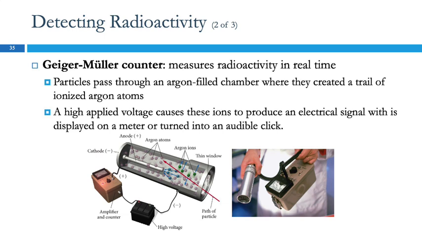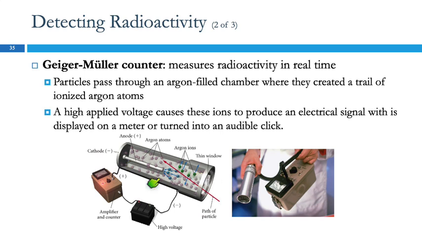Something you've probably seen in cartoons, if nothing else, is a Geiger counter, or a Geiger-Müller counter. And this is the thing that they're carrying around, and it goes click, click, click, or beep, beep, beep. And the more beeps, ooh, this is dangerous, we better move away, kind of thing. Measures radioactivity in real time. How does it do this?